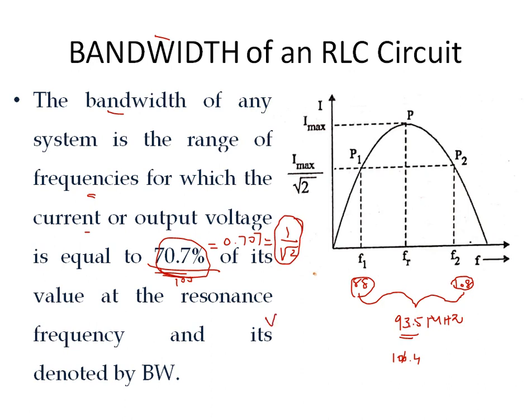VRMS, the RMS value, the root mean square value. In practice, the available unit is the RMS unit. VRMS is equal to VM by root 2. IRMS is equal to IM by root 2.